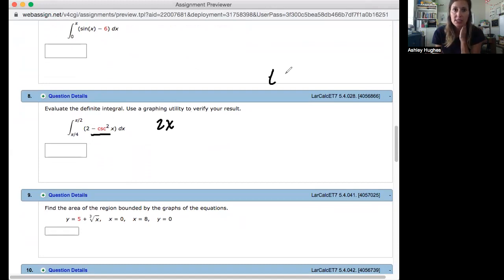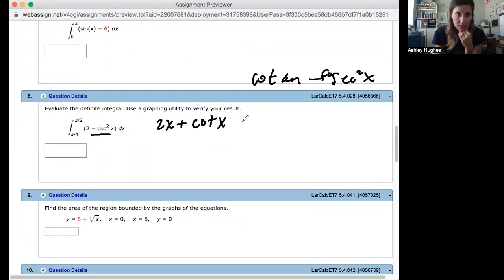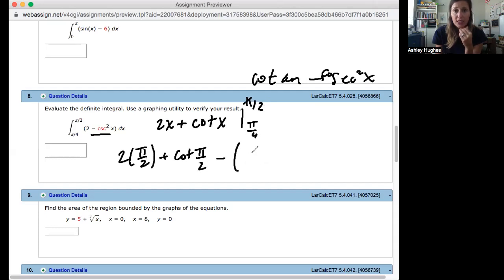That's cotangent, because tangent goes to secant squared. So cotangent goes to cosecant squared, but we're going the opposite way. And it's a negative, so I'm going to change the sign. So it's going to be a plus cotangent x from pi over 4 to pi over 2. So we're going to say 2 times pi over 2 plus cotangent pi over 2 minus parentheses 2 times pi over 4 plus cotangent pi over 4.